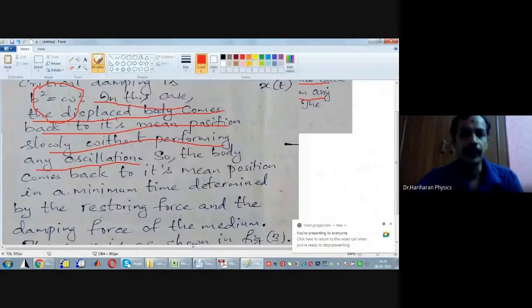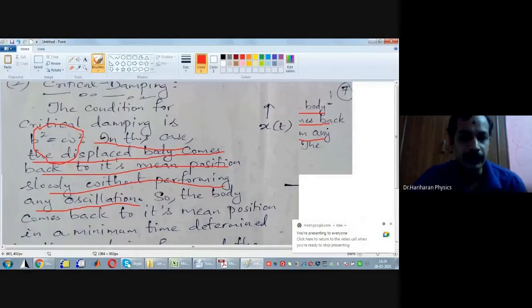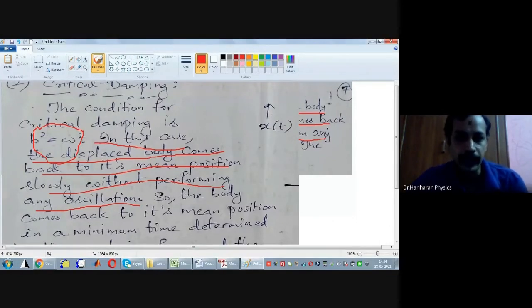Okay, once again, I'll repeat. What do you mean by critical damping? The condition for critical damping is B square should be equal to omega square. In this case, what happens? The body that is displaced from its equilibrium position will approach its equilibrium position slowly without performing any oscillation. Okay, clear?